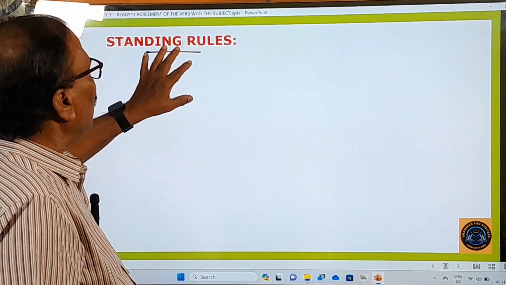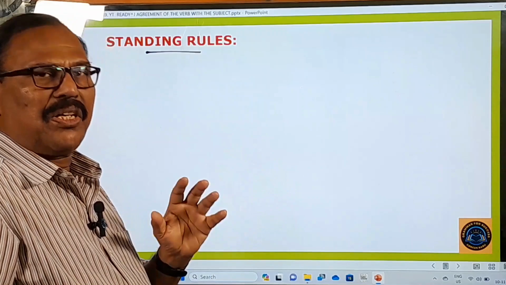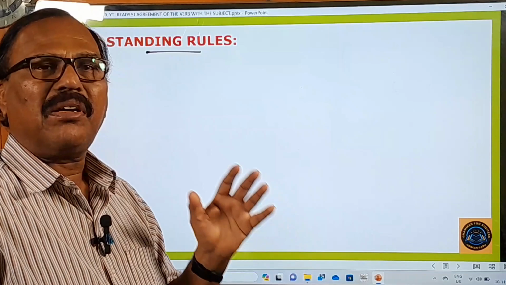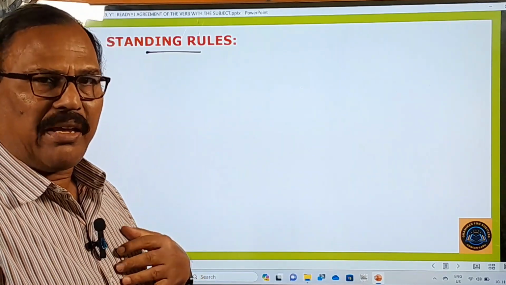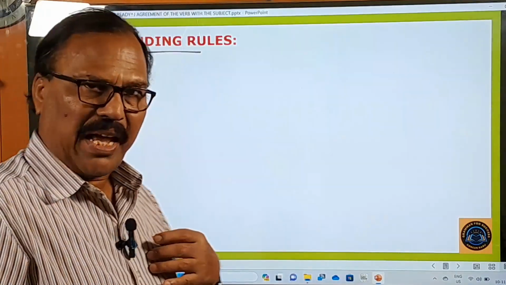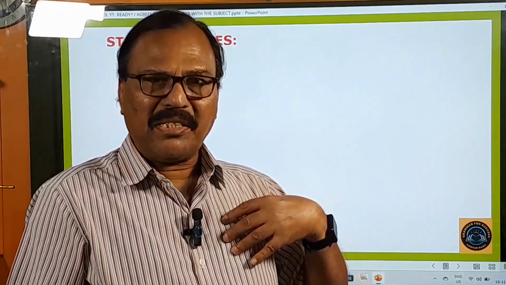Standing rules. Before we learn about the standing rules in the agreement of the verb with the subject, let us learn first of all what the agreement of the verb with the subject means. What is meant by the agreement of the verb with the subject? It means that the verb must always agree with its subject in person and in number. That means if the subject is singular, the verb must be singular. If the subject is plural, the verb must be plural. This is the basic rule throughout the English language, right?